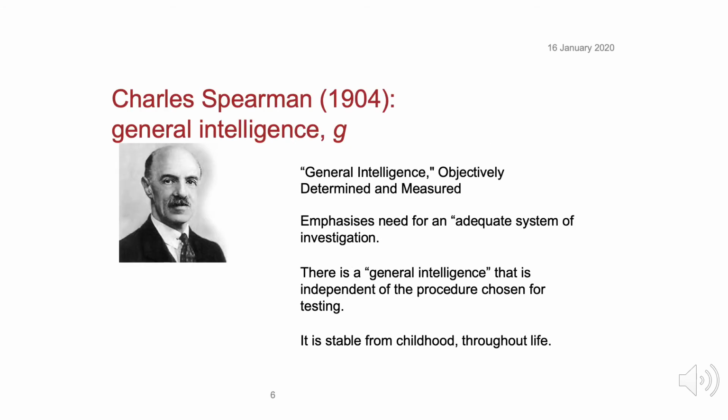One of the major landmarks of psychometrics was the development of general intelligence by Charles Spearman in 1904. He argued that there was a general intelligence which could be measured objectively in all people of all cultures and races, and which was a stable measurement from childhood throughout life. This was called g and written with a lowercase letter.